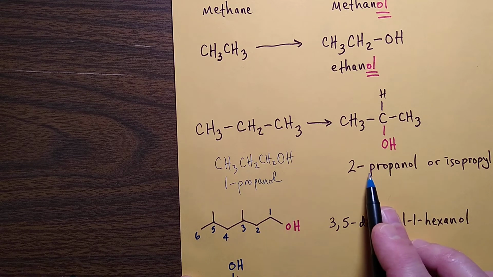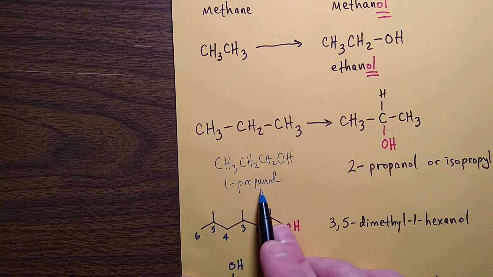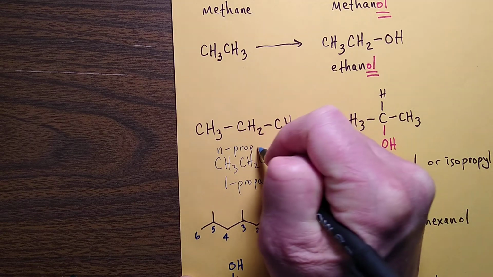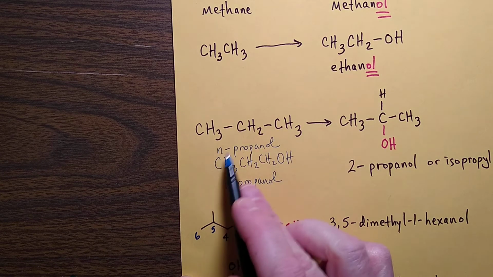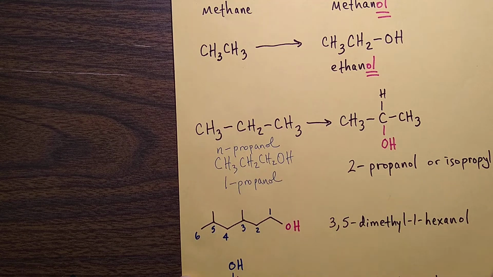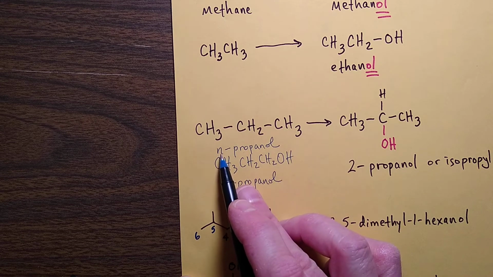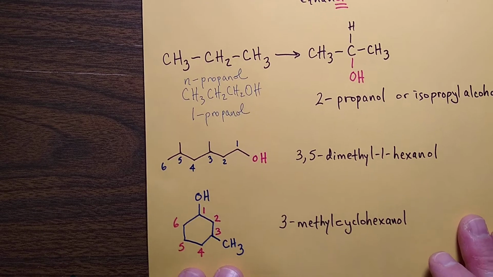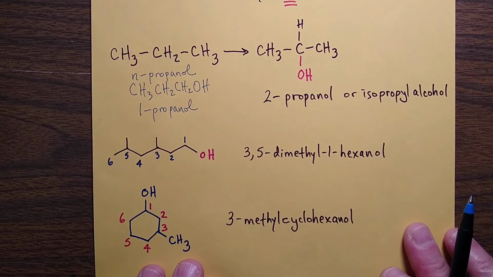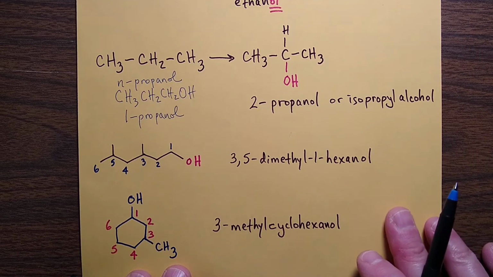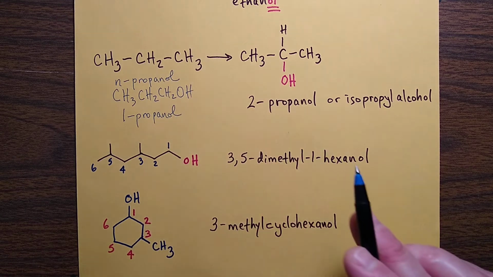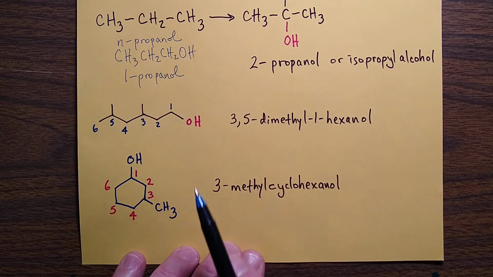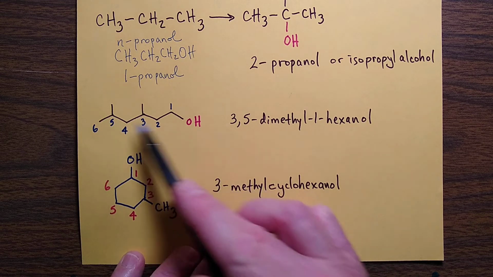So 1-propanol or 2-propanol. Sometimes this is called N-propanol. N-propanol is an acceptable name for this molecule. The N stands for normal, the straight chain alkane. You'll see that nomenclature a lot, or that symbol a lot if you look on Wikipedia, for instance. Wikipedia is a good place to learn about all these chemicals if you want to get some basics.